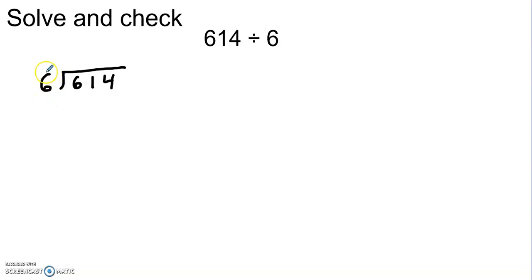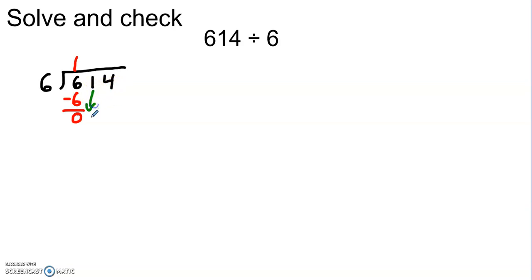Now I go step by step, one by one, my divisor into the first number and so forth. So how many times can 6 go into 6? Since 6 is equal to 6, I know it's only once. So I'm going to write a 1. And then 1 times 6 is 6. 6 minus 6 is 0. But I'm not done yet because I still have other numbers that I haven't accounted for.